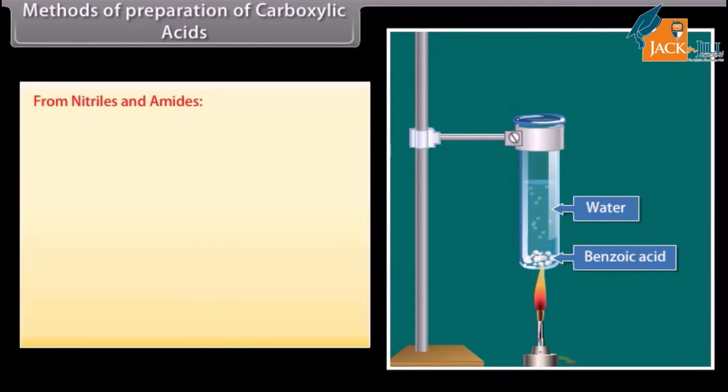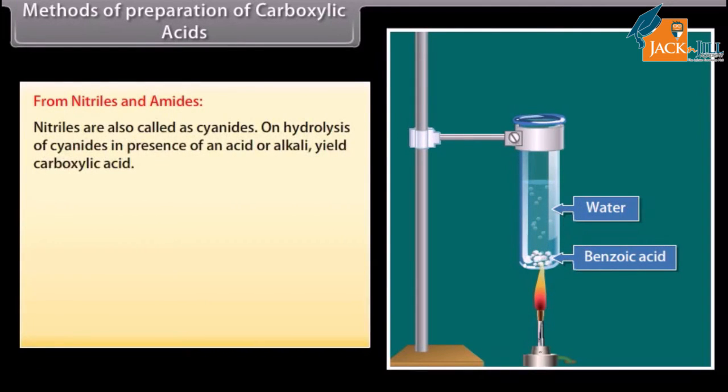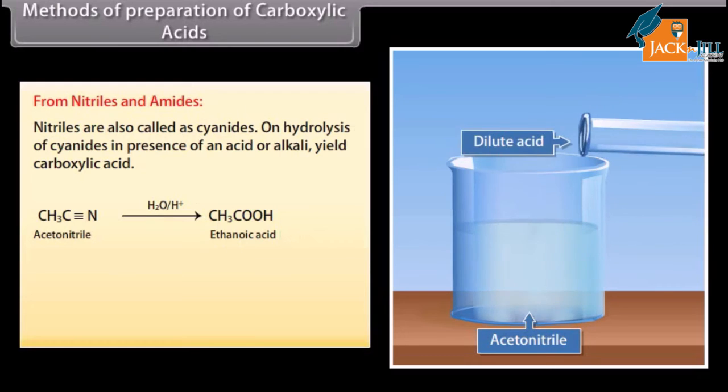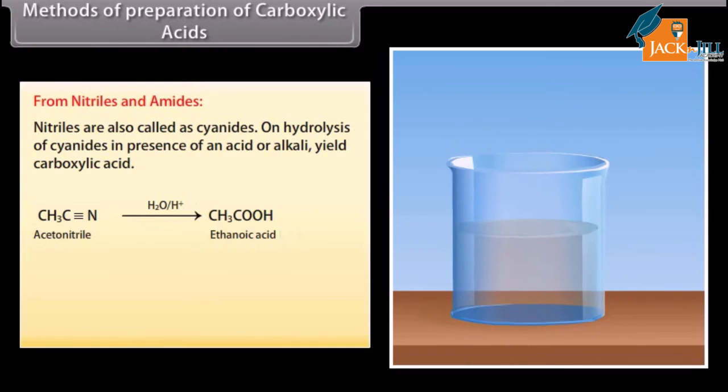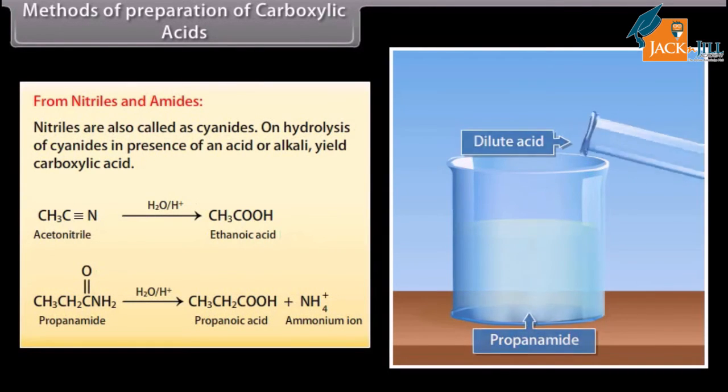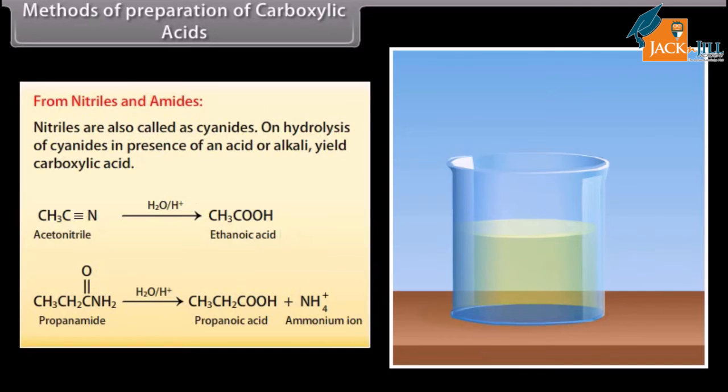From nitriles and amides. Nitriles are also called cyanides. On hydrolysis of cyanides in the presence of an acid or alkali they yield carboxylic acids. Hydrolysis of acetonitrile in the presence of an acid forms ethanoic acid. On hydrolysis of propanamide in the presence of an acid, it forms propanoic acid and ammonium ion.